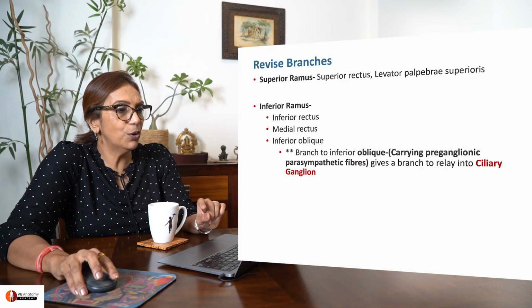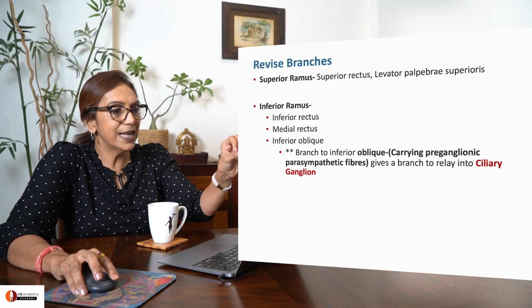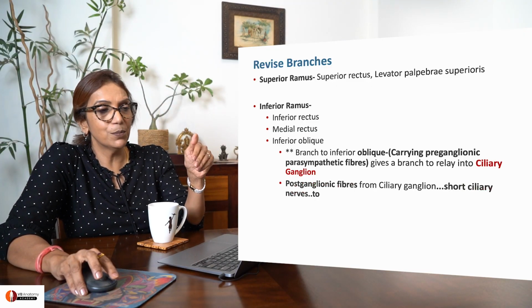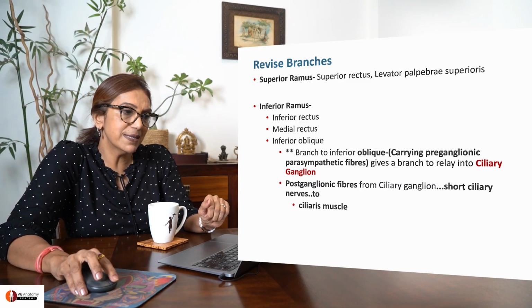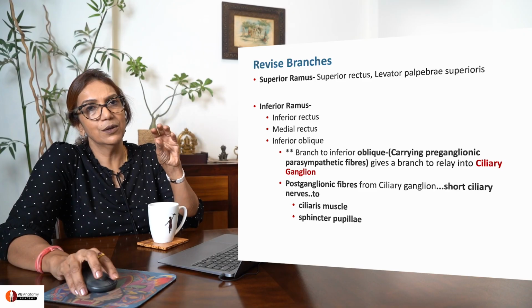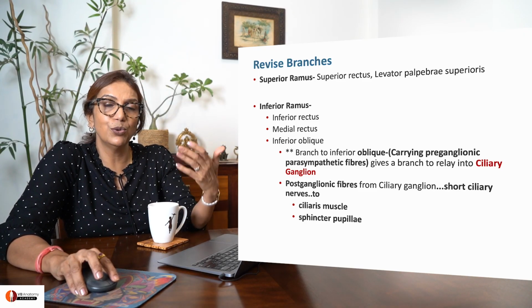The branch to the inferior oblique carries preganglionic parasympathetic fibers which relay in the ciliary ganglion. Postganglionic fibers travel from here in the form of short ciliary nerves to supply the ciliaris muscle and sphincter pupillae. Sphincter pupillae will constrict your pupils. Ciliaris muscle will help in accommodation during vision.